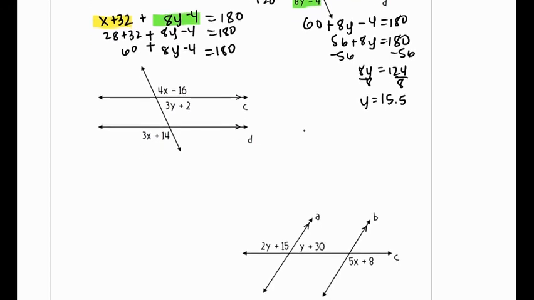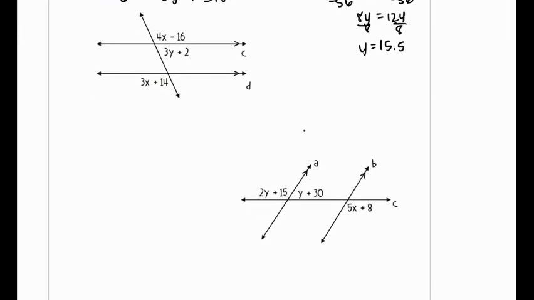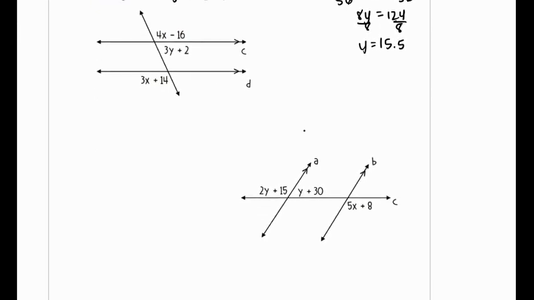So now that we've done that one together, go ahead and pause the video and try these other two for yourself and press play when you're ready to review.